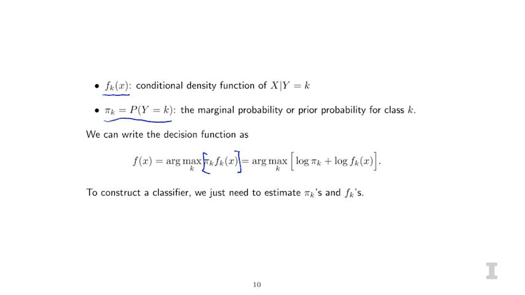And when we try to maximize the product, the k that maximizes the product would be the same k if we take a log transformation of the product. So we just need to evaluate log pi k plus log f sub k for each k value, and then find out which k maximizes this sum of logs. So you can see, to construct an optimal classifier, all we need to do is to estimate the marginal frequency of y and the class-specific distribution for x.